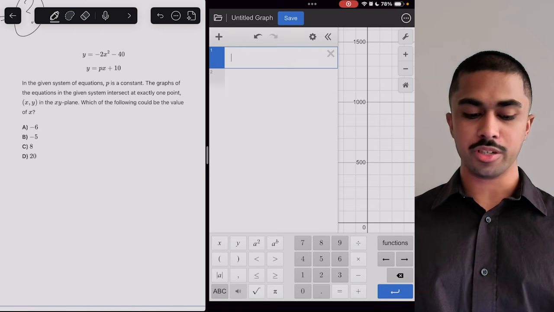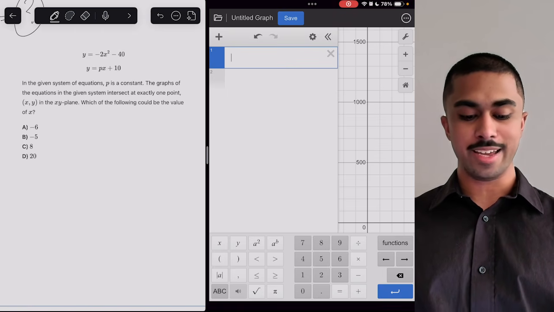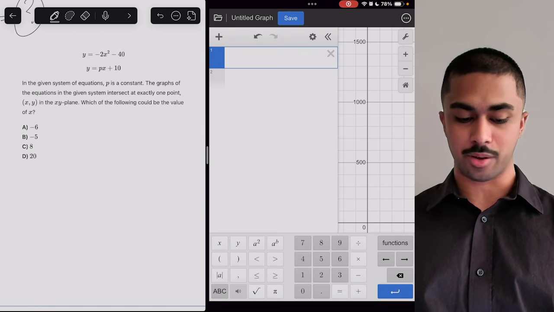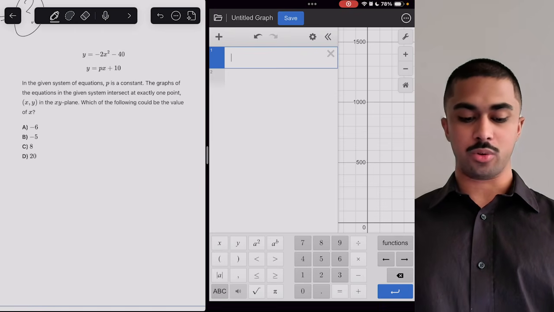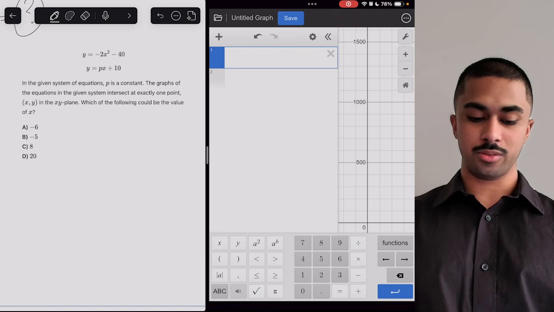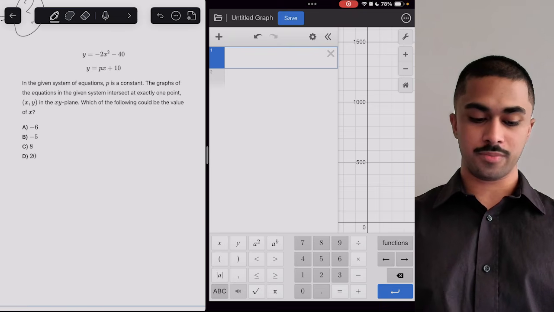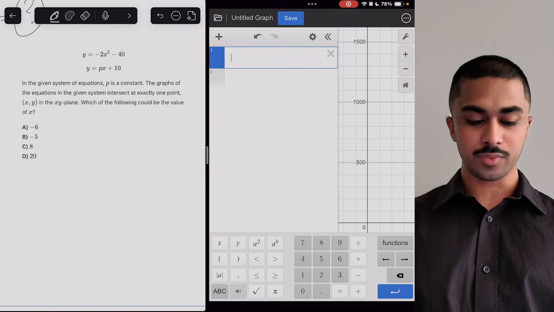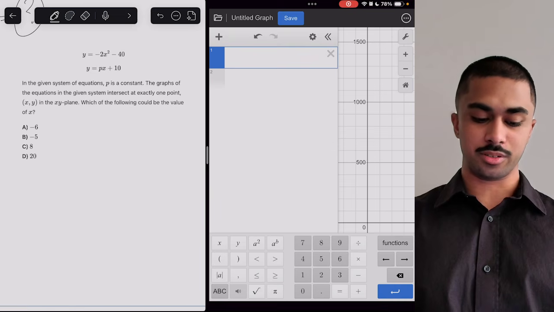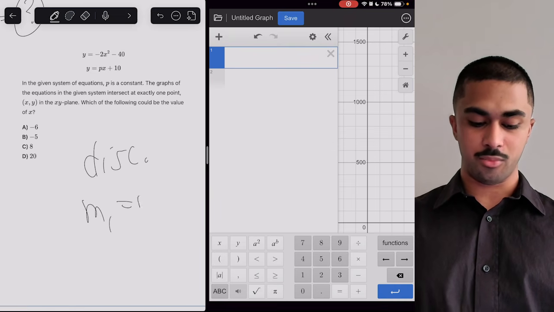In the given system of equations, P is a constant. The graphs of the equations in the given system intersect at exactly one point, x y in the xy plane. Which of the following could be the value of x? Do you remember what I said about solutions when it gives you the number of solutions? Intersections also count as solutions. If two functions intersect at one point, that means they have one solution, right? So what did I say about solutions? It's either discriminant or you said the slopes equal to each other. M1 equals M2.